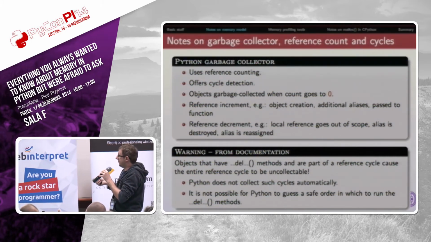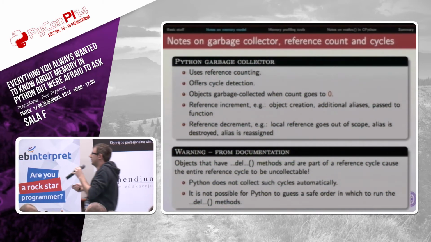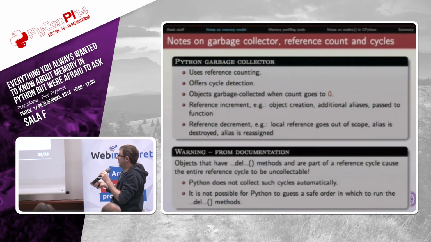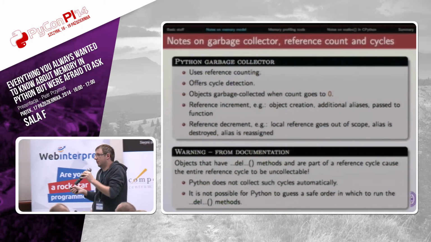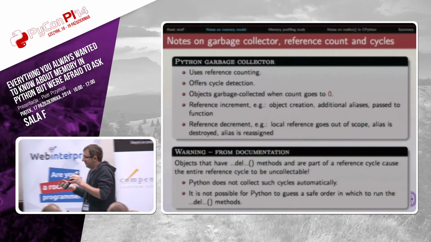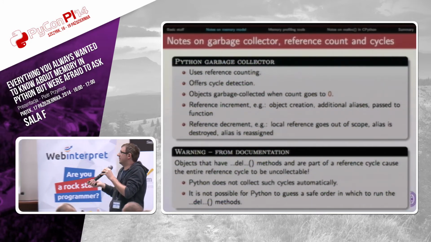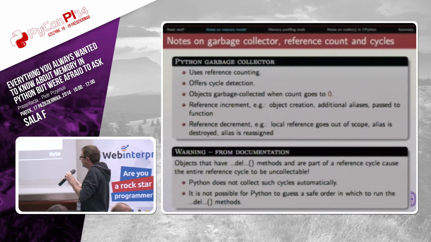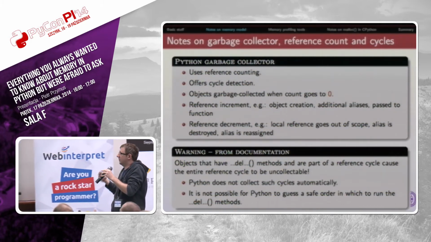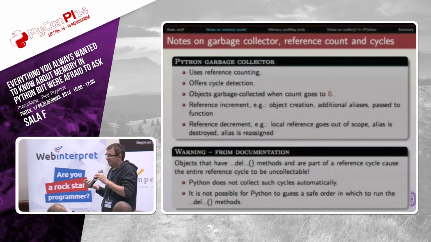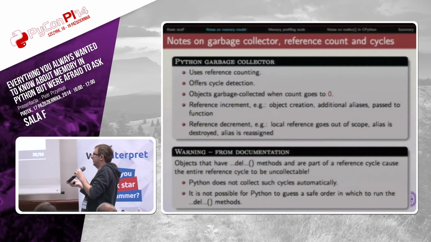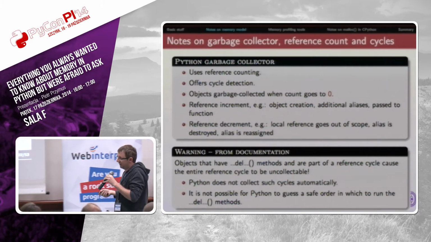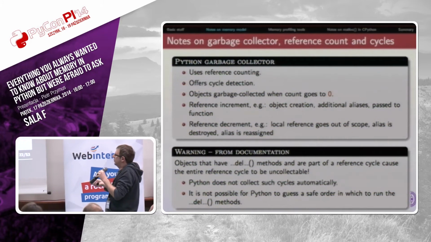But let's talk about cycle detection and when it may fail. For example, this is from the Python documentation. When you implement the del method in your class, there is no safe way to remove the cycled objects, because we don't know from which object we should start with the del method. So this might be the problem.